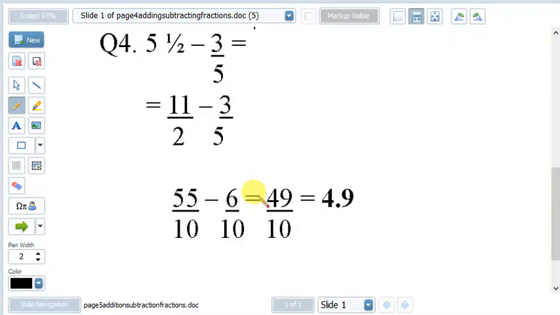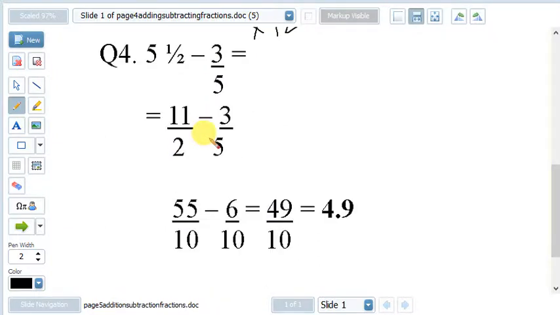for today's session. And what we've got is 5 and a half, take away 3 fifths. So the first thing that we've got to do is change the mixed number into an improper fraction. So how we do that is we say 5, and that's the big 5 at the beginning, times by the denominator, which is 2, and then add on the numerator. So 10 add 1 is 11, and it's 11 over 2. And that's that.